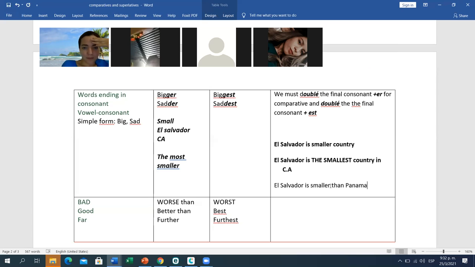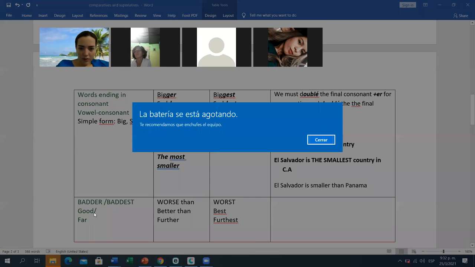¿Questions? ¿No questions? Ok, now remember that also, también tenemos this one that you have to memorize. Worse than comparative and worst, que es el peor. Good, better than, best. Por eso decimos, hey, you're the best. Sos el mejor. Okay, far, further than, and furthest. Tienen que memorizárselo. Aquí no existe un baddest. No existe badder. No existe baddest. No, no, no. It doesn't. No existe el goodest.